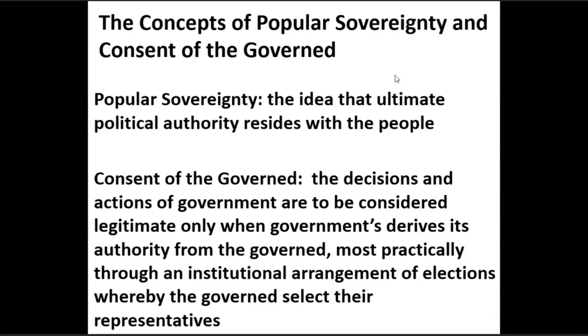Only when government, not governments, only when government derives its authority from the governed. In the Declaration of Independence, Thomas Jefferson writes, "We hold these truths to be self-evident, that all men are created equal, that they're endowed by their Creator with certain unalienable rights, that among these are life, liberty, and the pursuit of happiness, that to secure these ends, governments are instituted among men, deriving their just powers from the consent of the governed." In a very concise little statement there, Jefferson tells us where government gets its authority from.